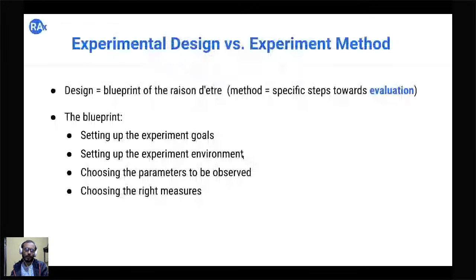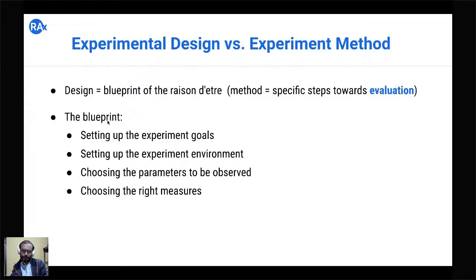Now I'm going to show you that when you are doing experimental design, first you need to understand the difference between an experiment design and an experiment method. A design is actually the blueprint in terms of why am I even doing the experiment. So it gives you a blueprint of the why part, whereas a method is the specific steps that you take towards evaluation. And by the way, I am talking about evaluation right now, which is purpose number one, the category one of experiments.